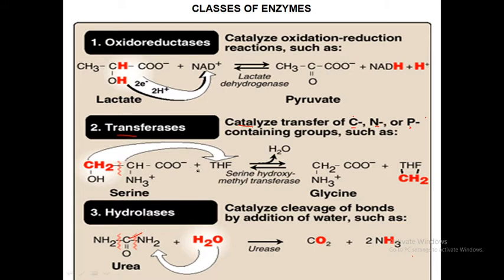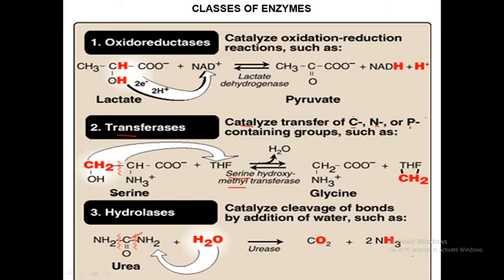Now in this case, as an example we are taking the serine hydroxymethyl transferase enzyme. What exactly happens in this reaction, that we have to understand. Serine hydroxymethyl transferase acts on serine and brings about the transfer of a methyl group. So that's why this enzyme is known as serine hydroxymethyl transferase, on the kind of reaction it performs.